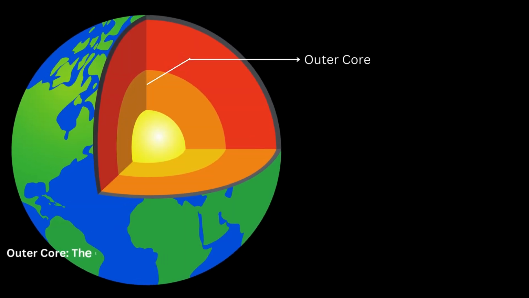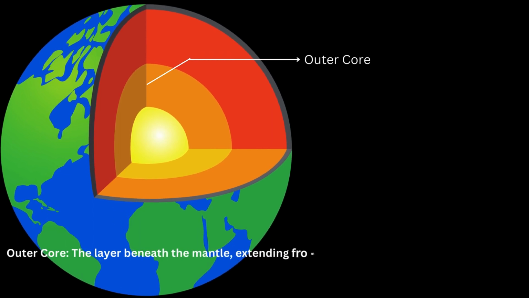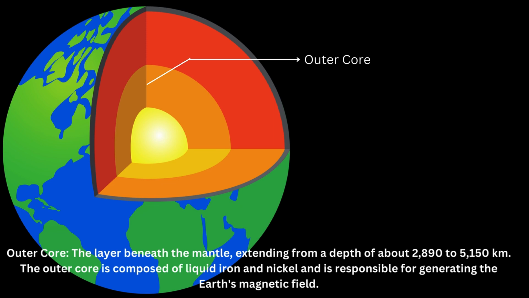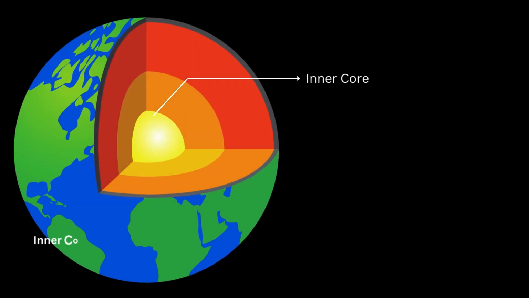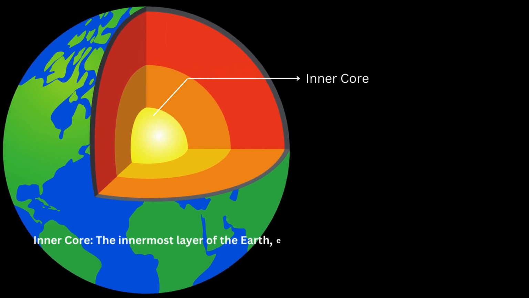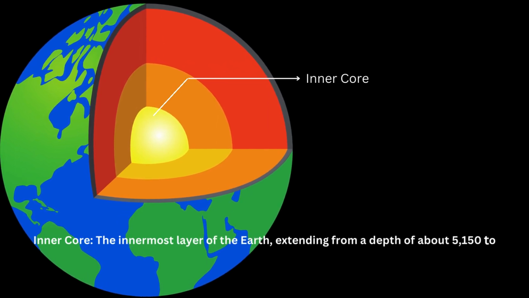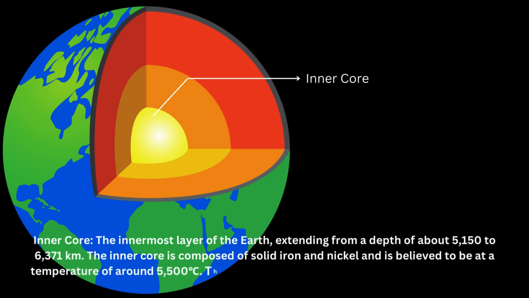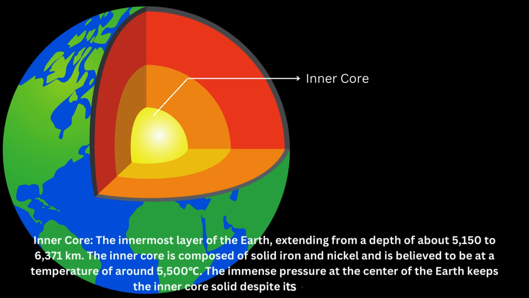Outer core, the layer beneath the mantle, extending from a depth of about 2,890 to 5,150 kilometers. The outer core is composed of liquid iron and nickel and is responsible for generating the Earth's magnetic field. Inner core, the innermost layer of the Earth, extending from a depth of about 5,150 to 6,371 kilometers. The inner core is composed of solid iron and nickel and is believed to be at a temperature of around 5,500. The immense pressure at the center of the Earth keeps the inner core solid despite its high temperature.